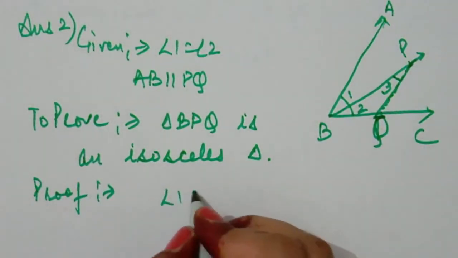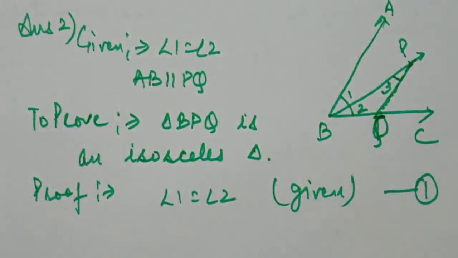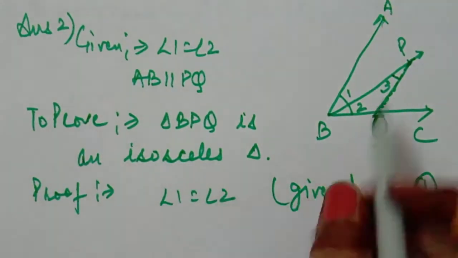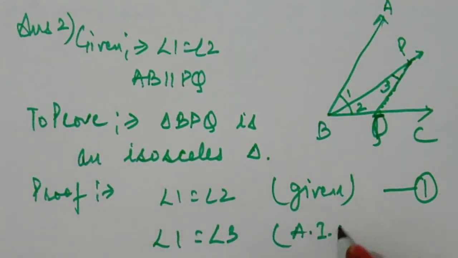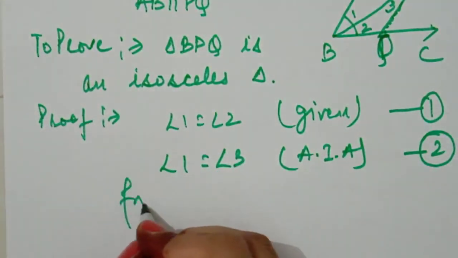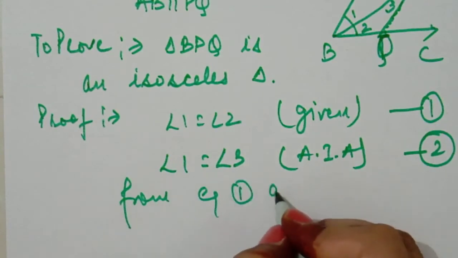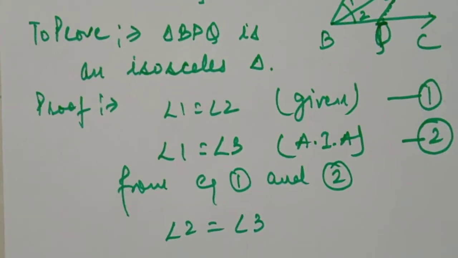We know it very well that angle 1 is equal to angle 2. It is given to us. Equation number 1. And if these two lines are parallel to each other, so definitely angle 1 and angle 3 are also equal to each other. Reason is alternate interior angles. Equation number 2. From equation number 1 and 2, we have angle 2 is equal to angle 3.